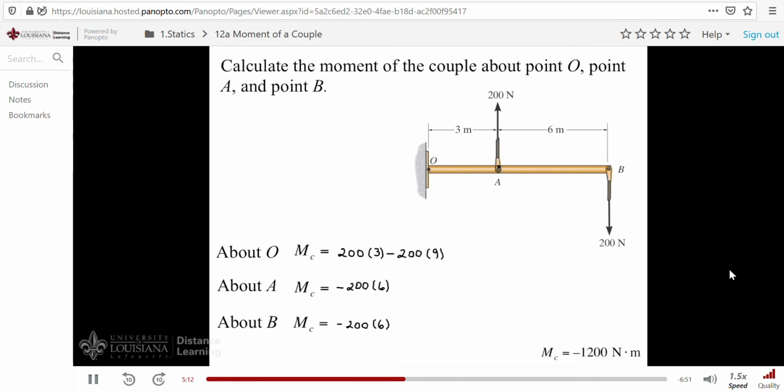Certainly the best choice would be to simply take the moment around a point which lies on the line of action of one of the forces, and that way you only have one term to consider when you calculate the couple moment. But basically, the couple moment is simply equal to one of the forces times the perpendicular distance between the two. And of course, you get that answer of 1200 Newton meters, realizing that the couple moment goes in this direction, clockwise, and is therefore negative.